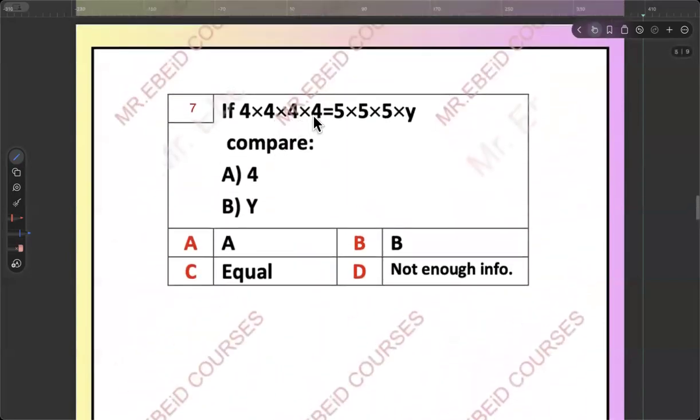If 4 times 4 times 4 times 4 equals 5 times 5 times 5 times y, compare the value of y and 4, which is greater. If you put y equals 4, I think they will not be the same. We have this side greater than this side, so 4 is greater than y. Also, you can find the value of y. You know that y will be 4 times 4 times 4 times 4 over 5 times 5 times 5. I think it will give you a number less than 4. So the value of 4 is greater, so the answer is A.